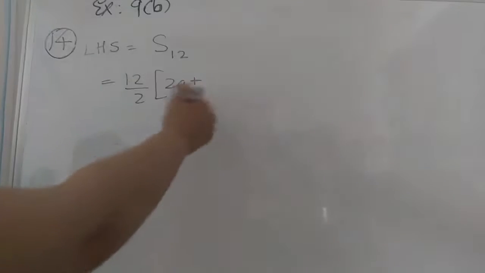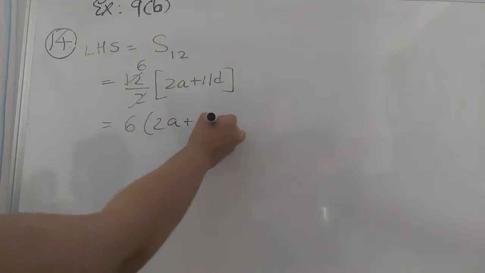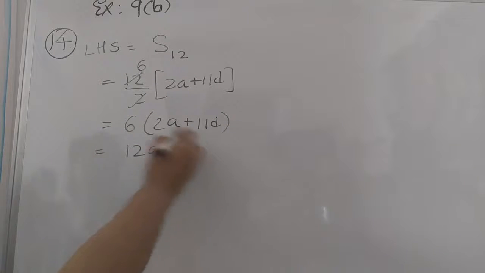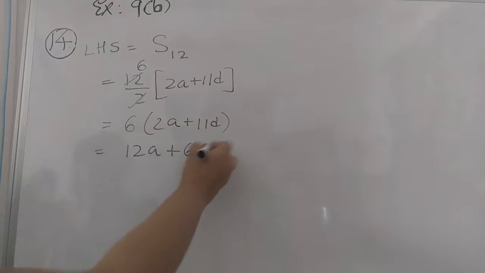12 by 2, n by 2, 2a plus n minus 1, that is 11d. Here we can cut by 6, so 6 in the bracket 2a plus 11d is equal to, now 6 2s are 12a plus 6 11s are 66d. This is our left hand side.